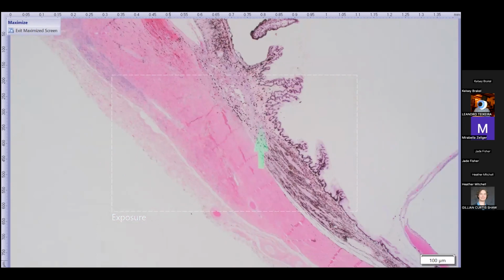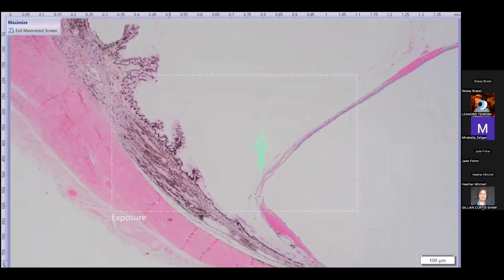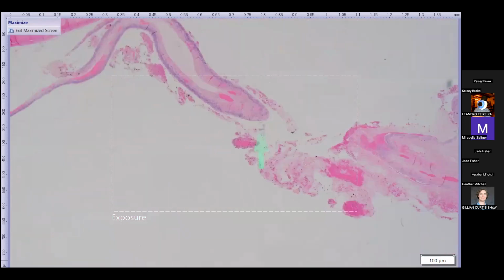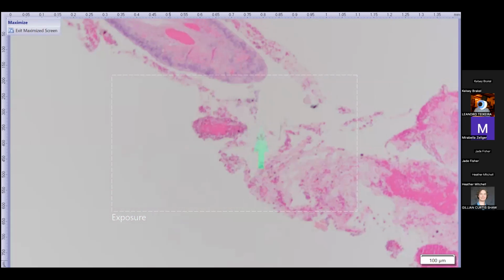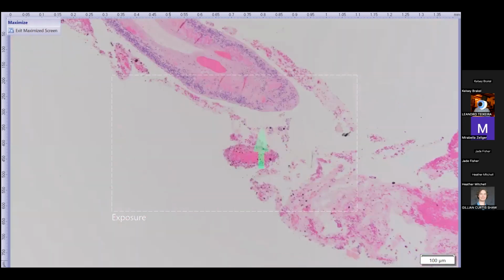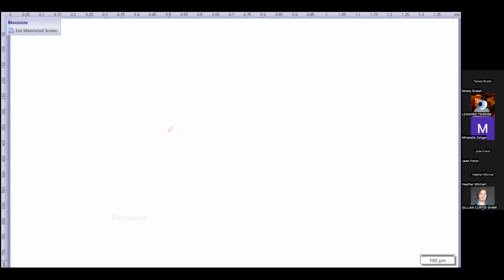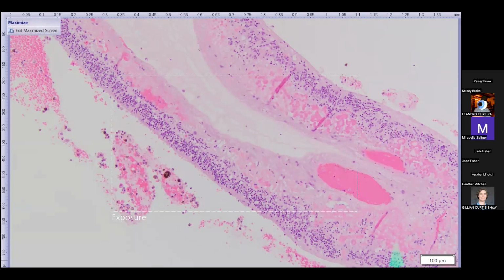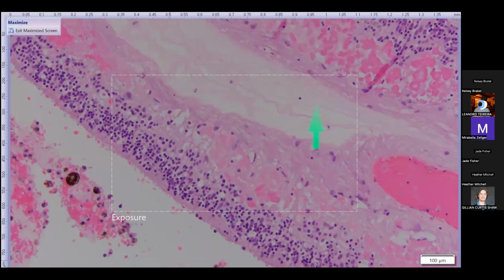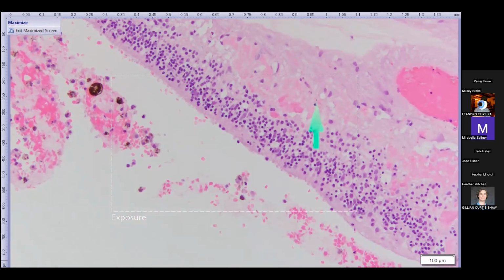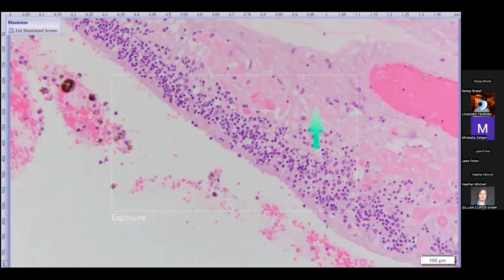Here is the retina that is detached. It's got multifocal areas of hemorrhage and necrosis that's torn here. And as we look closer, we've got blood vessels here in the retina, but we also have this eosinophilic material that is also in the retina as well, that looks a bit more like lens fiber protein. So this is lenticular metaplasia in the retina.